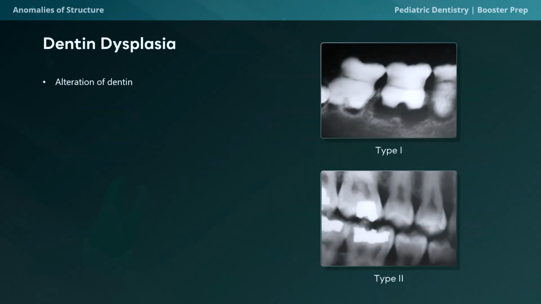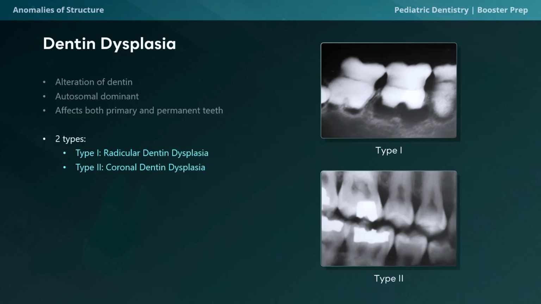So next we'll discuss dentin dysplasia. This also alters dentin and may be inherited as an autosomal dominant condition. This condition can affect both the primary and permanent dentition. So there's two main types of dentin dysplasia.